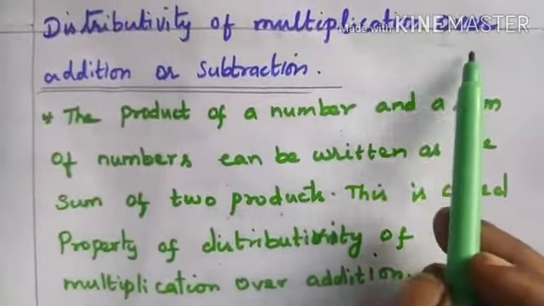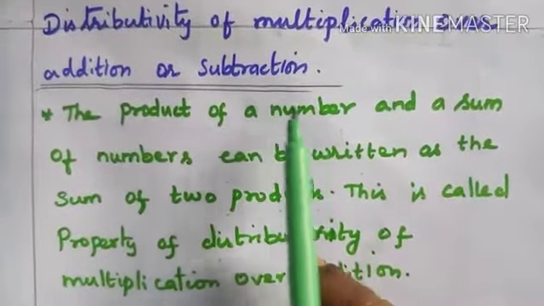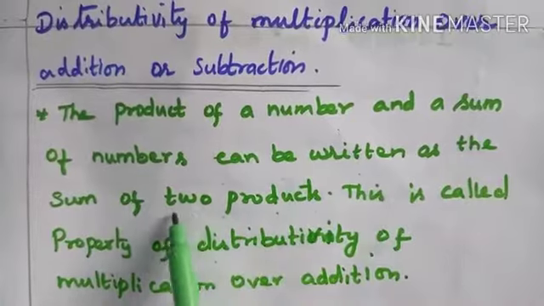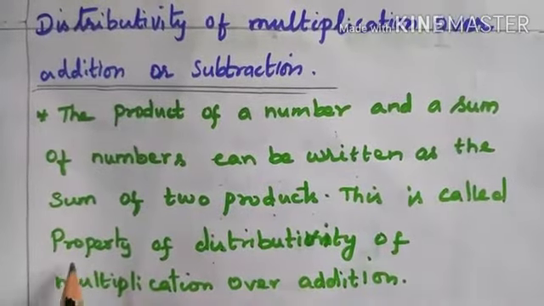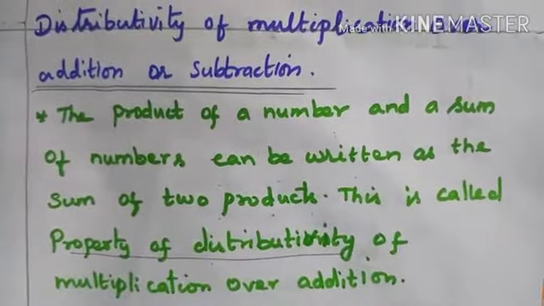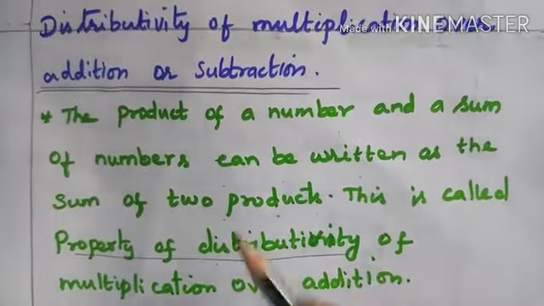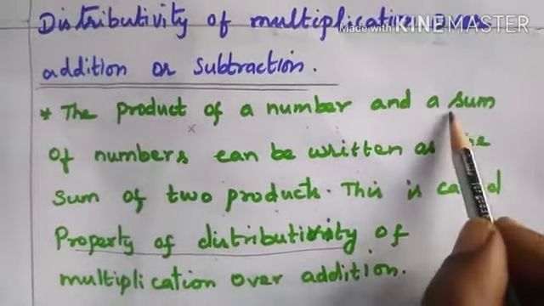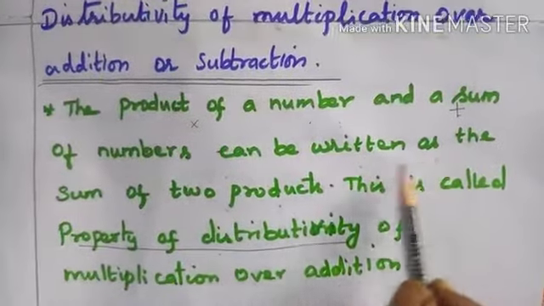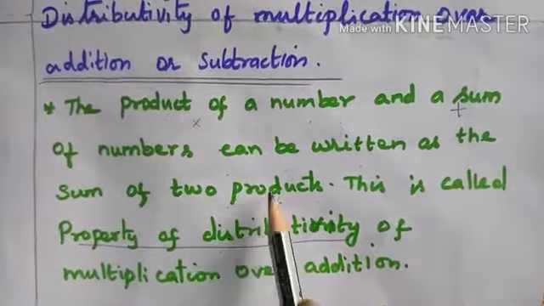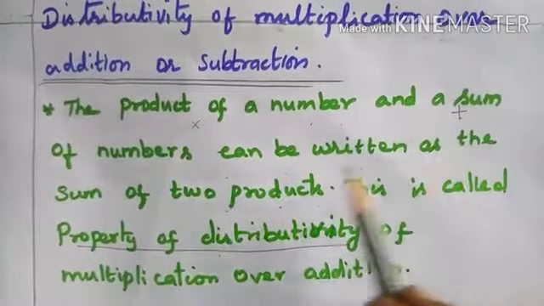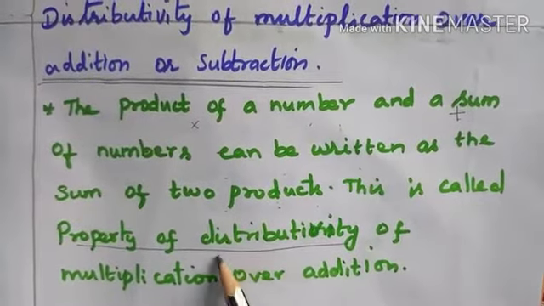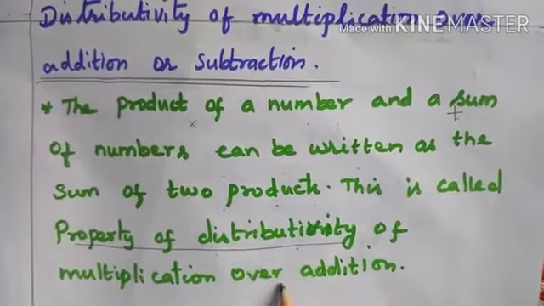Distributivity of multiplication over addition or subtraction. So the product of a number and the sum of numbers can be written as the sum of two products. This is called the property of distributivity of multiplication over addition. See, product of a number, product means multiplication, and the sum of numbers, sum means what? Addition, can be written as the sum of two products. This is called the property of distributivity of multiplication over addition.